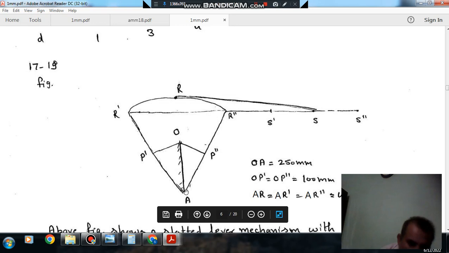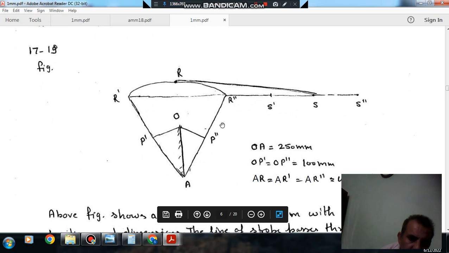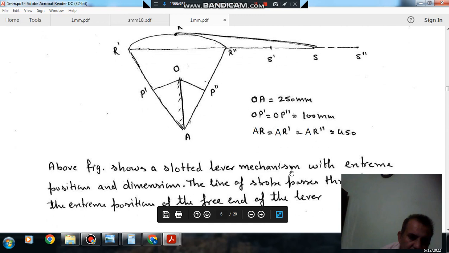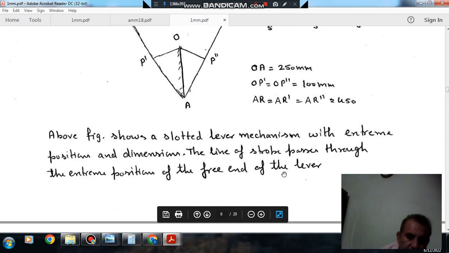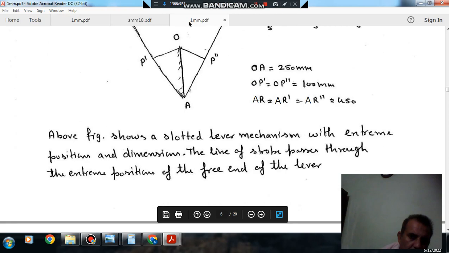Question number 17 to 19. So this is the figure, and here in the figure OA is 250 mm, and OP dash and OP double dash are 100 mm. AR dash and AR double dash are 450 mm. The above figure shows a slotted lever mechanism with extreme positions and dimensions. The line of stroke passes through the extreme position of the free end of the lever.